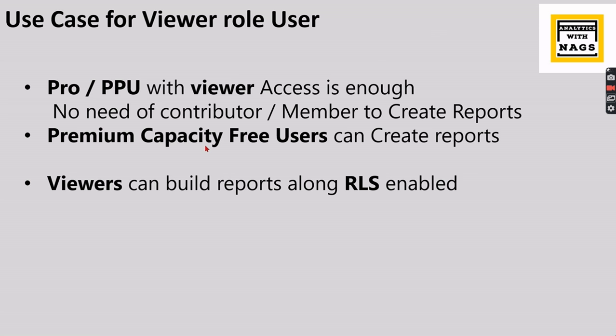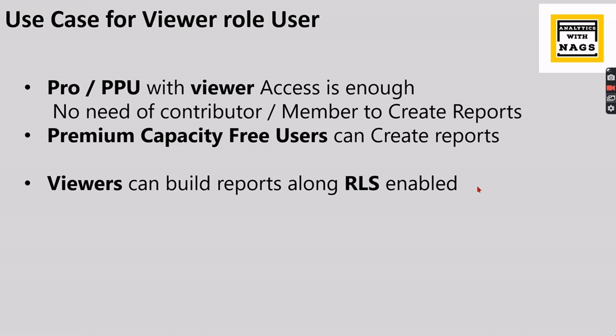If you have premium capacity, then free users can create the reports. You just add them as a viewer, then you can give them build access. Another advantage or use case for this is that people with viewer access can build reports along with RLS enabled. Let's say you publish a dataset that contains 10 products or 10 locations, and users are supposed to see only 2 products or 2 locations based on your need. You can enable RLS, and only those persons who are supposed to see 2 locations can build their reports on their own. That is the main advantage of this build option.